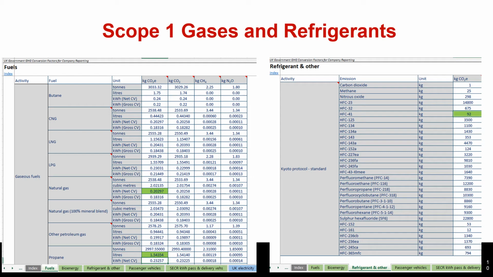1 kilogram of HFC-23 is equivalent to 14,800 kilograms of carbon dioxide, and a kilogram of sulfur hexafluoride has a carbon dioxide equivalence of 22,800 kilograms. Jenny's Gym Jams is using HFC-41. 1 kilogram of it is equivalent to 92 kilograms of carbon dioxide.